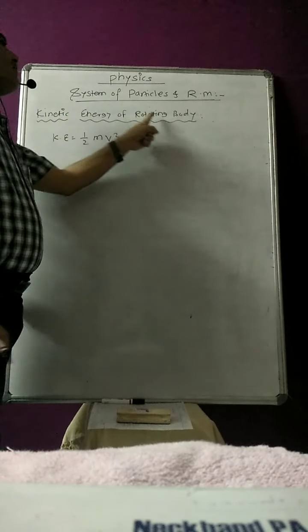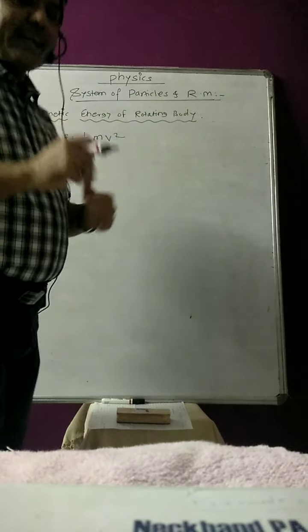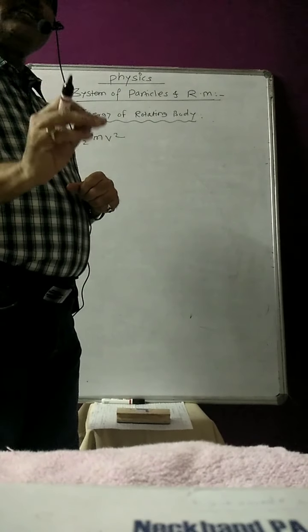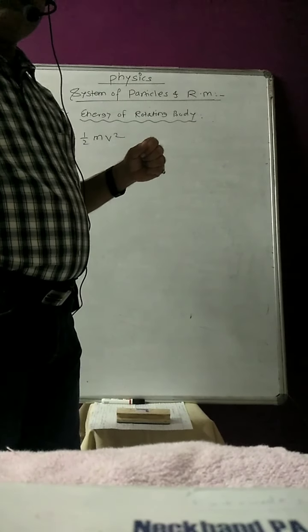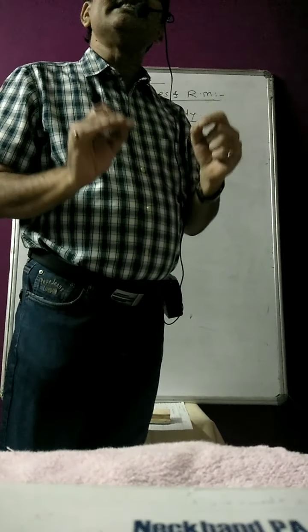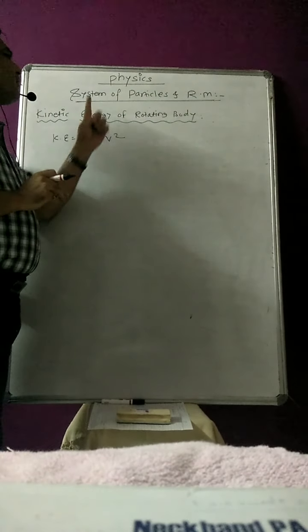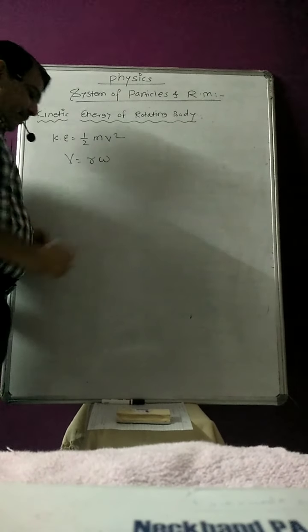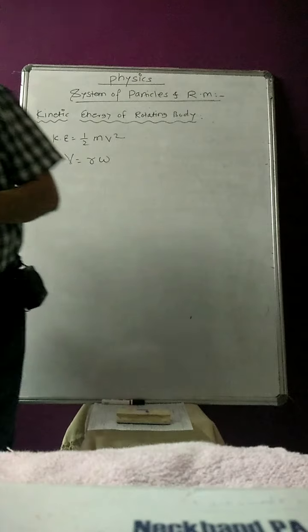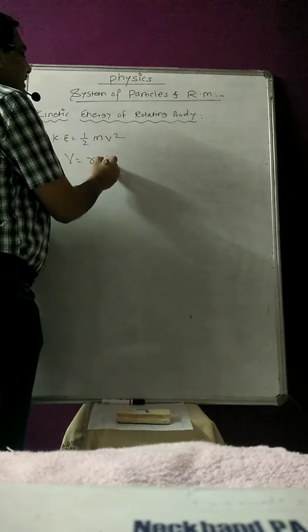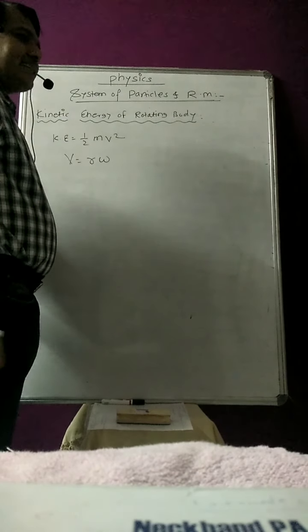Now, in case of rotational motion, for the rotating body, how can we define the kinetic energy? Kinetic energy of a rotating body is the energy possessed by the body due to its rotational motion. As soon as we say rotational motion, v becomes r into omega, where omega is the angular velocity and r is the radius of the particle.